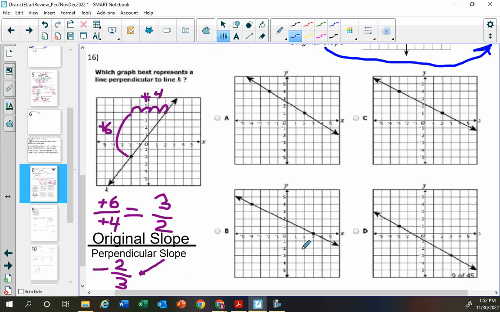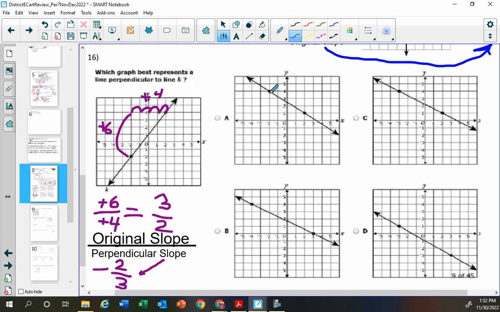Now be careful. You got to be careful with some of these things. From point to point, you may have to simplify that fraction. Some of them you might not, but some of them you will. So then out of these 4, you have to look for who has a slope of -2 over 3. That's what you're looking for.